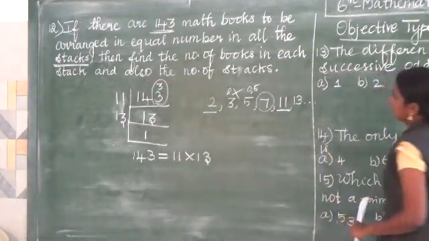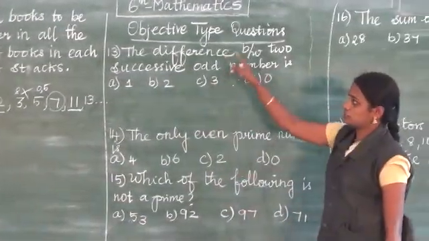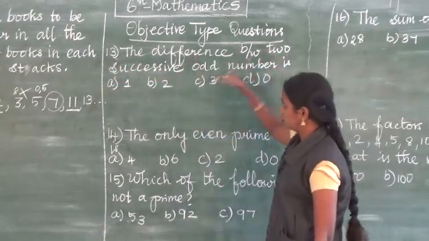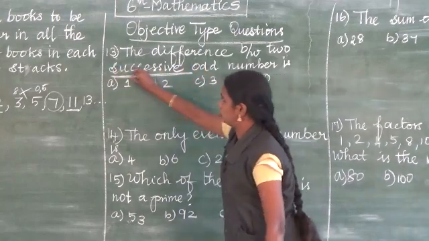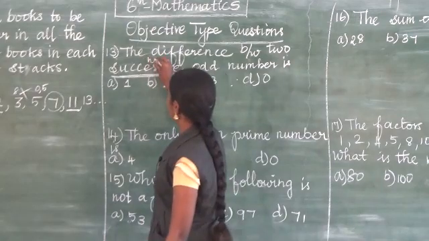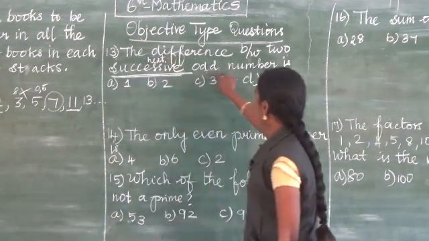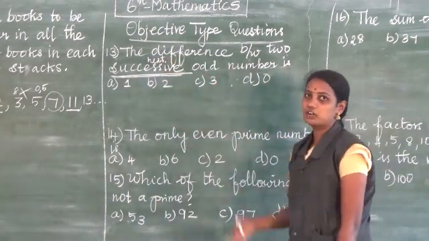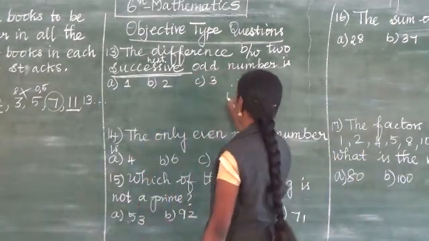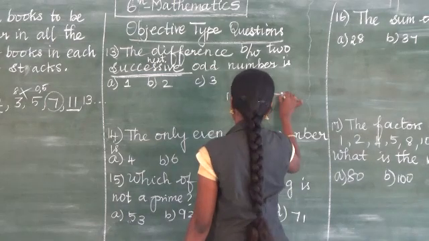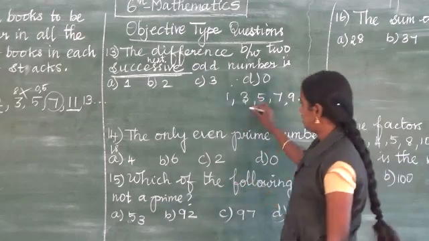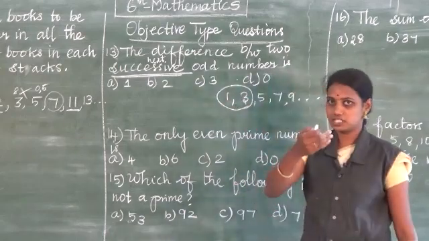Next, objective type question. Question number 13. The difference between two successive odd numbers. What is the meaning of successive? Successive means next. Remember this, odd numbers. We know the odd numbers are 1, 3, 5, 7, 9, and it will go on. Take any two odd numbers. Successive means the next odd number.